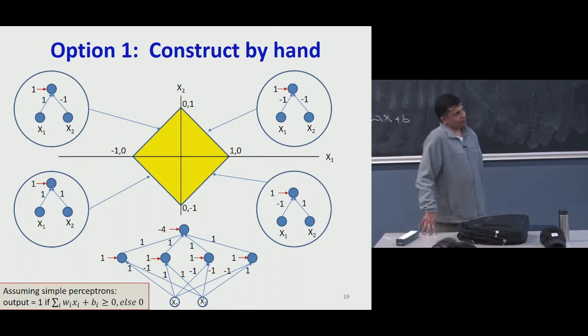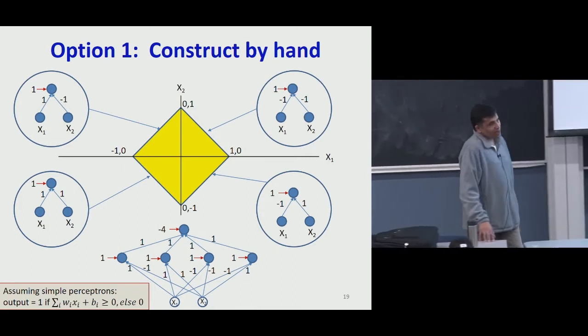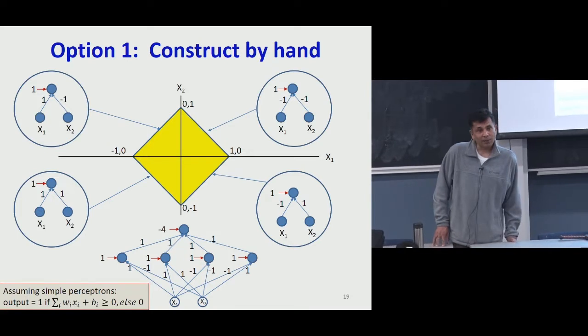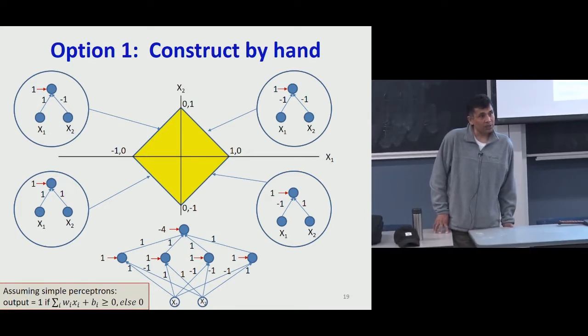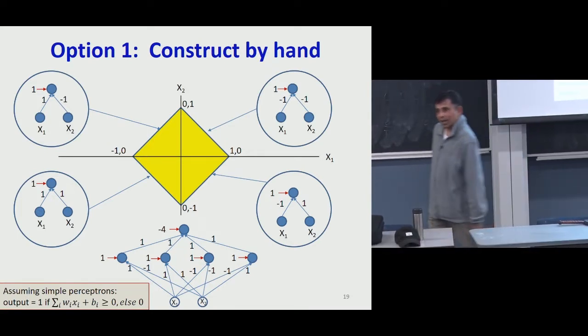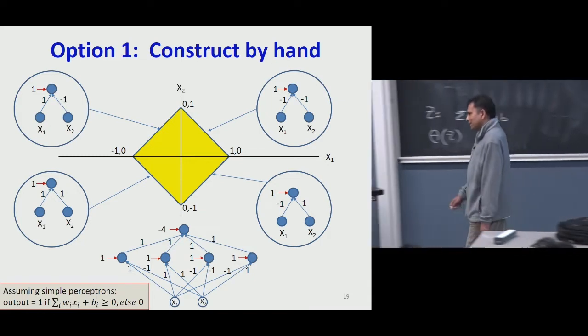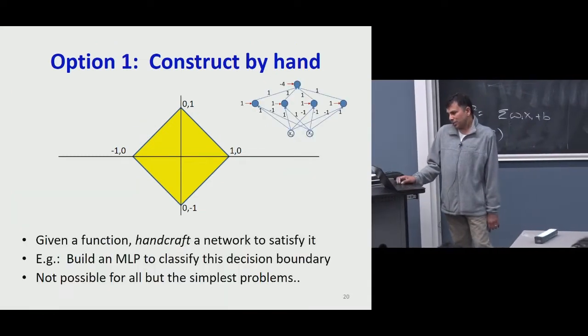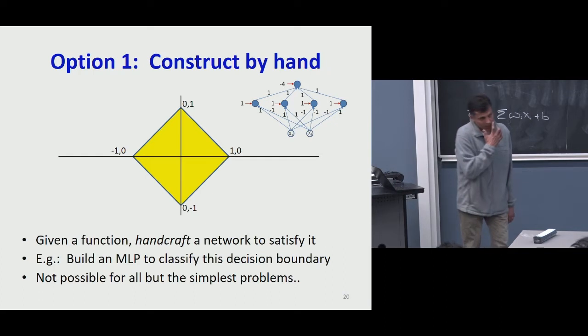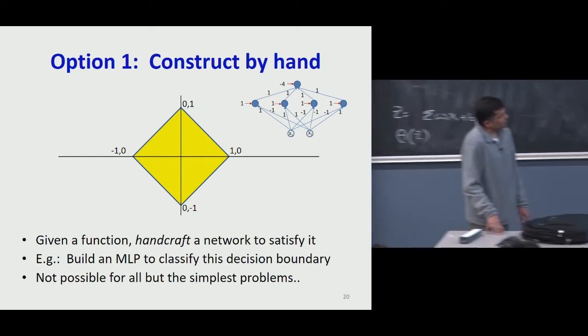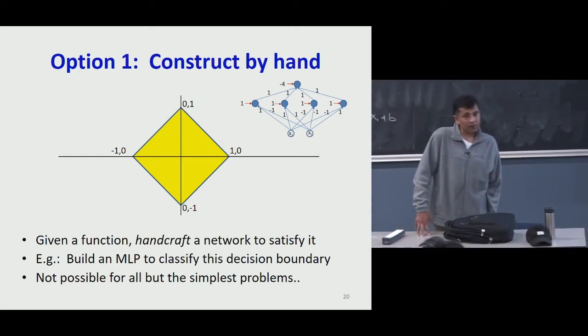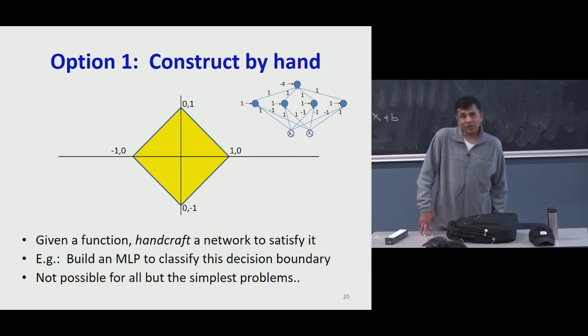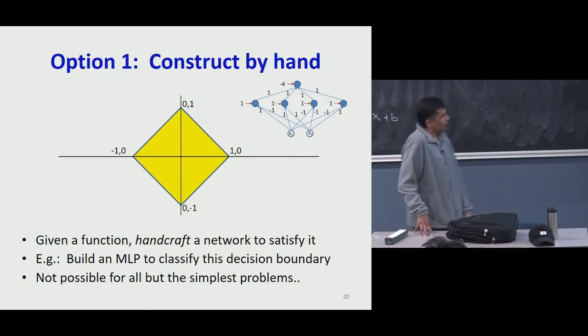In previous classes, I've also gone through the exercise of trying to get you to design a network for me that can perform simple addition. It turns out it's very complex, but you can actually do it. The problem is, if you're using this construct-by-hand option, when you want to handcraft a network to compute a specific function, this is only going to be feasible for the simplest functions. Anytime the function goes beyond basic simple operations, this is out the window.